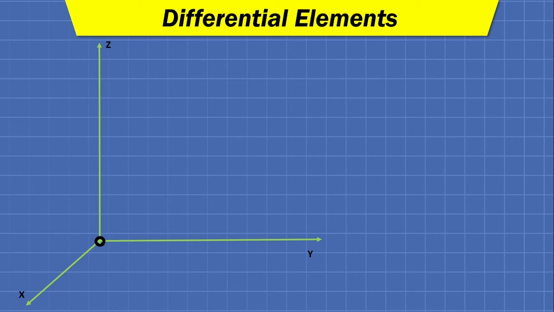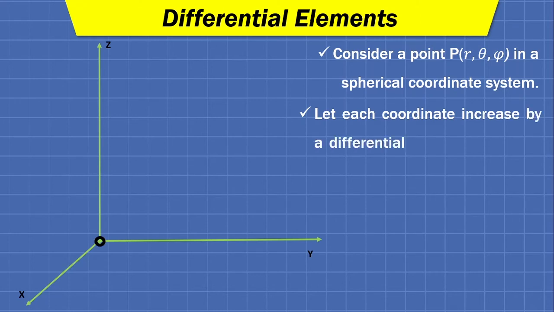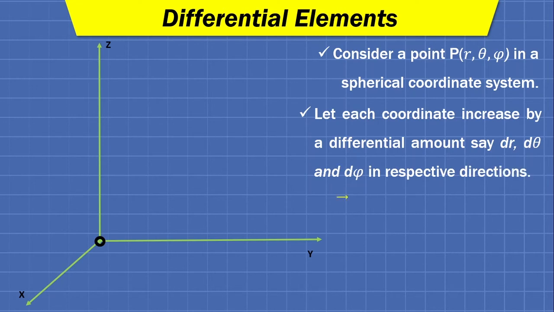Now differential element. We know it is very important to learn differential elements in order to have a better understanding of any coordinate system. So let us consider a point P(r, theta, phi) in a spherical coordinate system, and let each coordinate increase by a differential amount, say dr, d theta and d phi, in their respective directions. So P bar will be r a_r bar plus theta a_theta bar and phi a_phi bar. Fine.